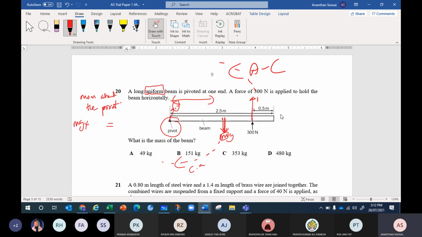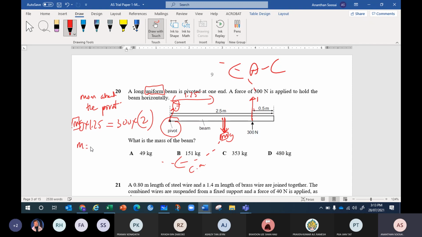Entire thing is 2.5. This is 0.5. So 2.5 divided by 2, right? 1.25. So weight times 1.25 distance from the pivot equals 300 times how far away? 2.5 minus 0.5 is 2. So from here you can work out the mg.